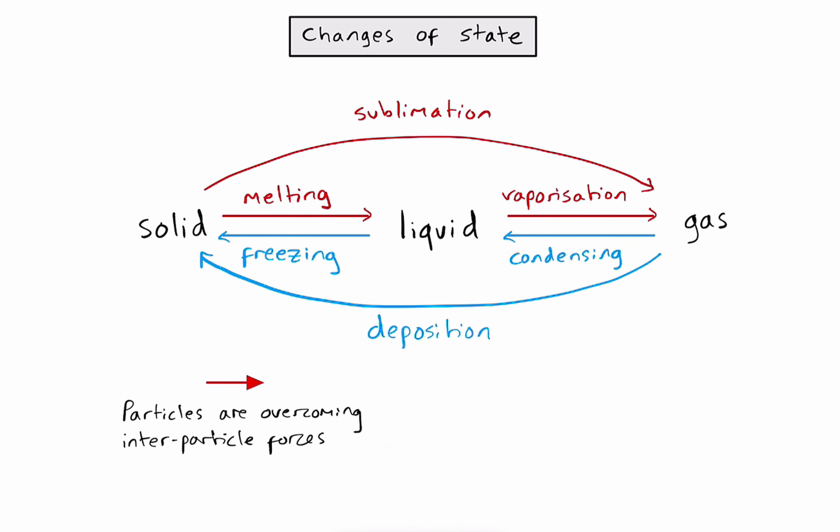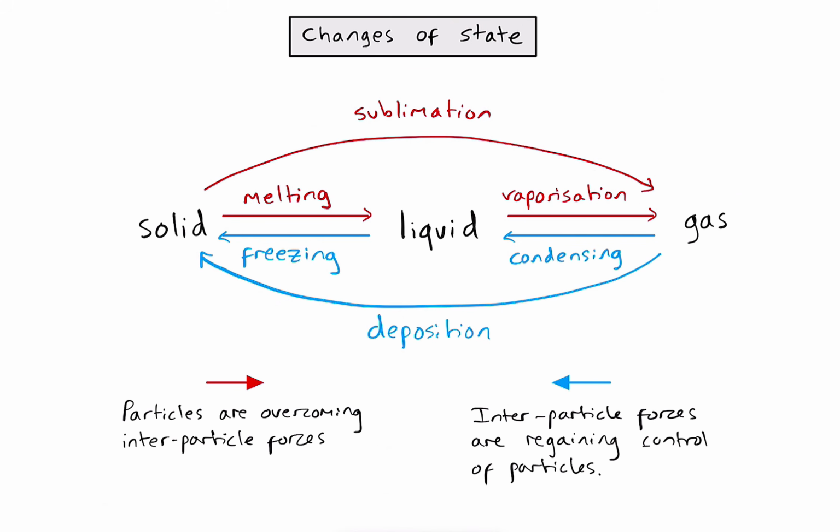If I look at the blue arrows going from right to left, we actually see the opposite happening, where my interparticle forces are effectively regaining control of particles. So if I consider moving from a gas like water vapor back to liquid water, we find that the water molecules in that example would be moving back close to each other because those interparticle forces are regaining control of them. And those are the 6 changes of state we need to know about for IB chemistry.